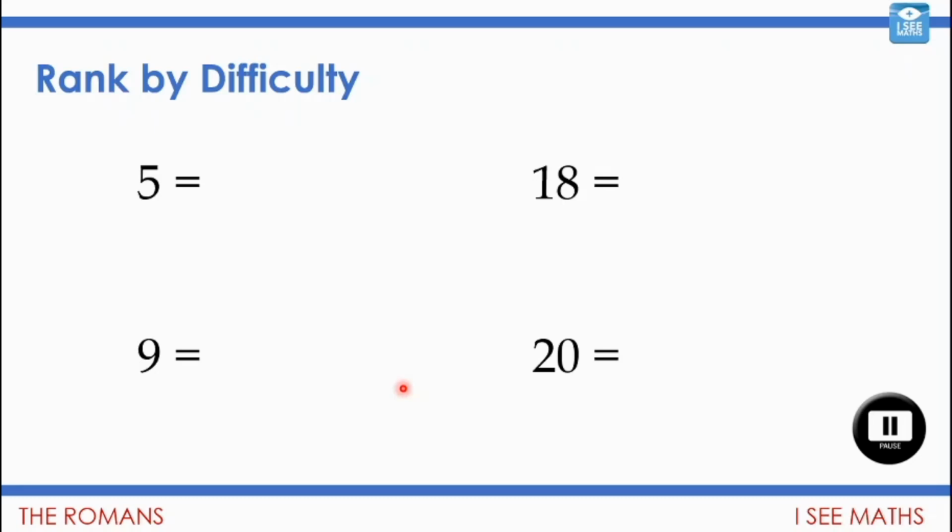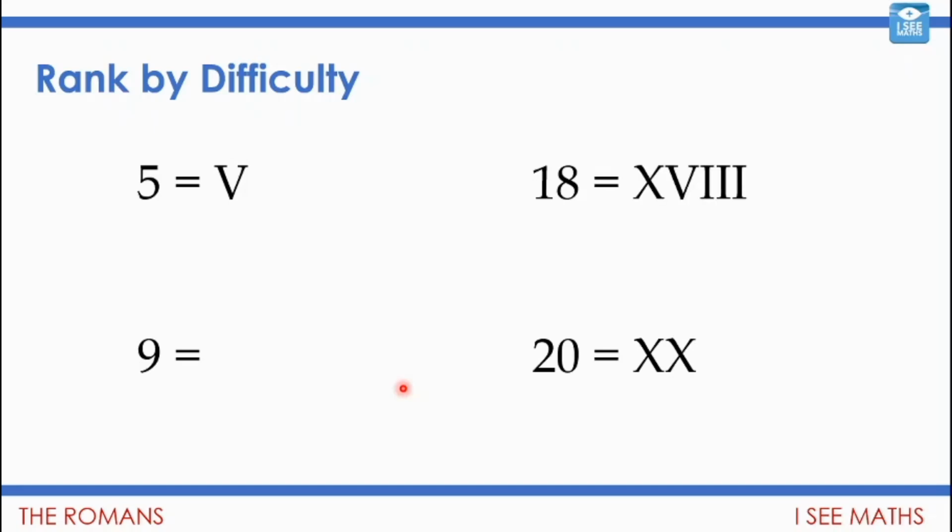I'm going to show you what I did in terms of what I thought was the easiest to the hardest. I thought 5, we just need 1 symbol, it's a V. Then 20, it's 2 symbols, it's 2 X's. Then I went for 18, because I'm still just adding: 10, a 5, and 3 ones gets me to 18. There's lots of symbols there, so that is a tricky one. And 9, I have to remember here that I subtract 1 from the 10, so I think that's quite a difficult one.